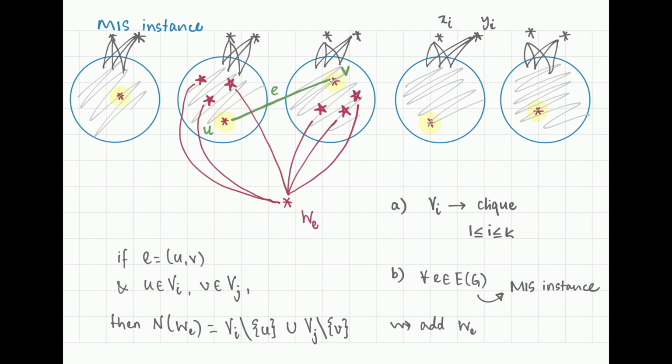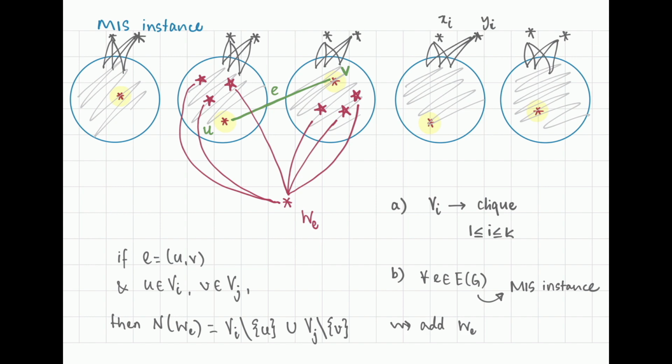So that completes the description of the construction that we have here. Let me just quickly recap everything that we have discussed. You start with an instance of multicolored independent set. You start with that graph, and you take every part of the multicolored independent set instance and turn it into a clique. That's the first thing that we did.